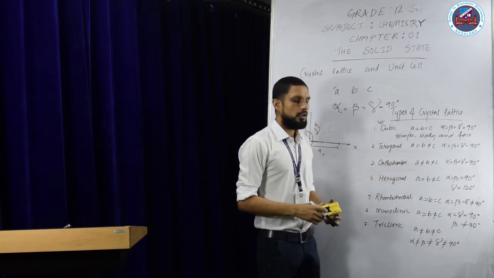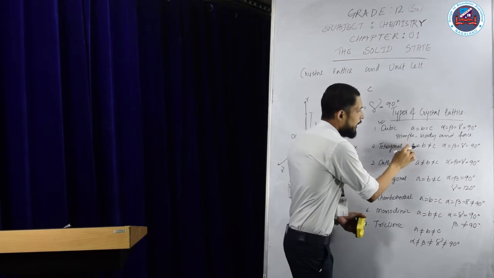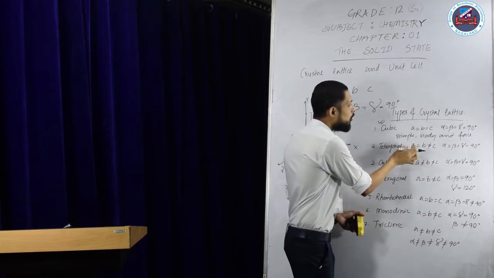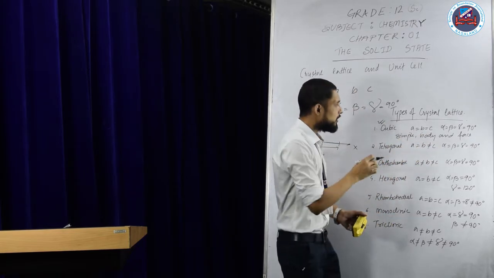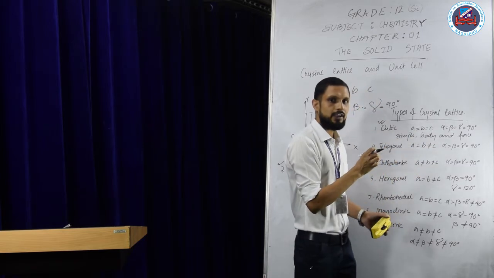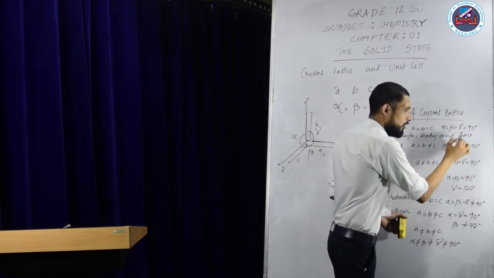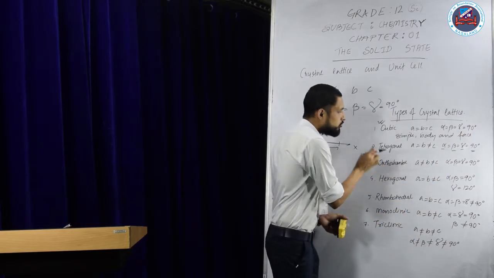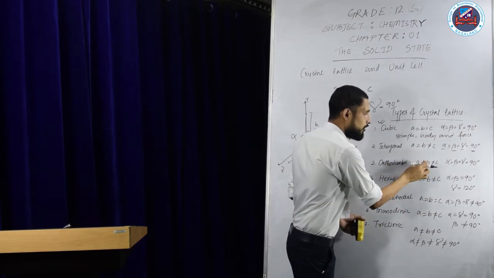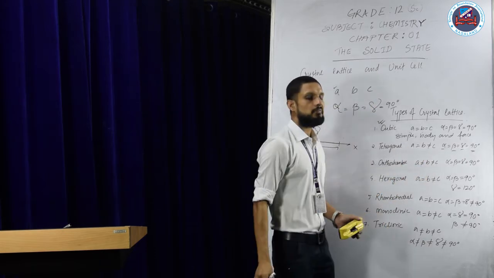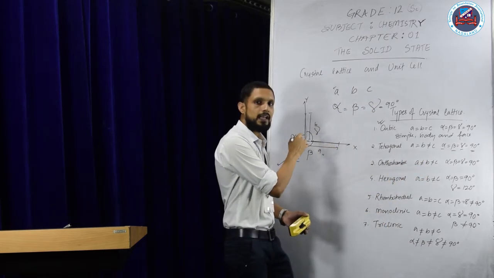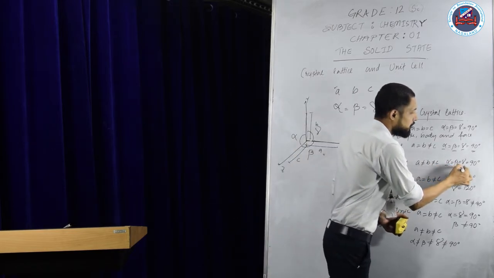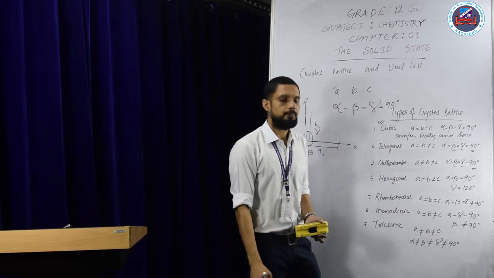Next is tetragonal. In case of tetragonal, a is equal to b, but is not equal to c. That means the length along x and y axis are equal, but not equal to the length along z axis. Alpha equal to beta equal to gamma is equal to 90 degrees. Orthorhombic, a is not equal to b, is not equal to c. That means the lengths along x-axis, y-axis and z-axis all are different. Angle alpha is equal to beta is equal to gamma equal to 90 degrees.